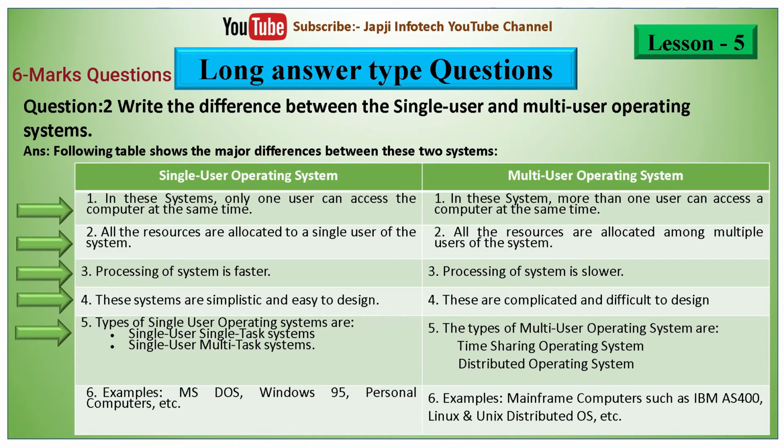And the fifth one is, in the single user operating system, its types are single user single task system, and second one is single user multitask system, whereas in the multi-user operating system, their types are time sharing operating system, and second one is distributed operating system. And the sixth one is examples. Examples of the single user operating system are MS-DOS, Windows 95, personal computer, etc. Whereas examples of multi-user operating system are mainframe computers such as IBM AS400, Linux and Unix, distributed operating system, etc.